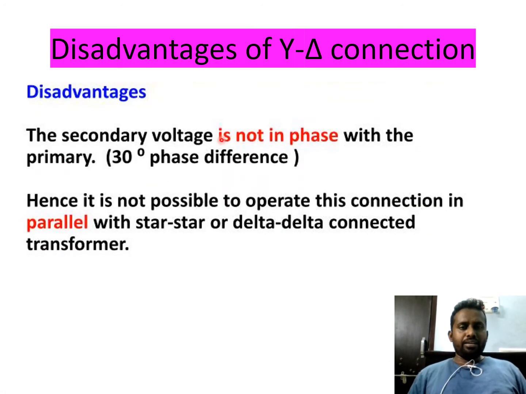What are the disadvantages? As I told you, the secondary voltage is not in phase with the primary, so there is a 30 degrees phase difference, and it is not possible to operate this connection in parallel with star star or delta delta connected type of transformer. This star delta, or delta star, cannot be connected in parallel with star star and delta delta when we want to operate three phase transformers in parallel.